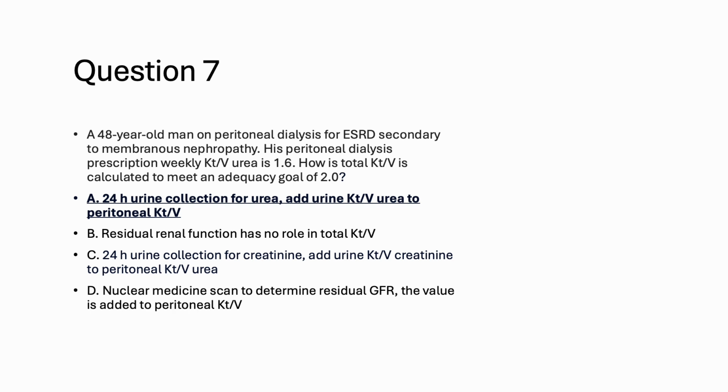Okay, and this is how you get total KT over V, and it should be at least 1.7, preferably 2. Residual renal function has a big role. So option B is incorrect.